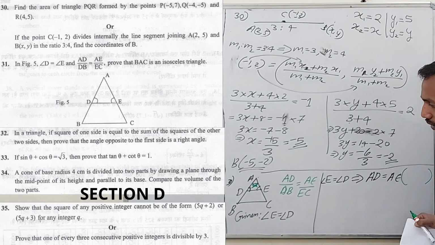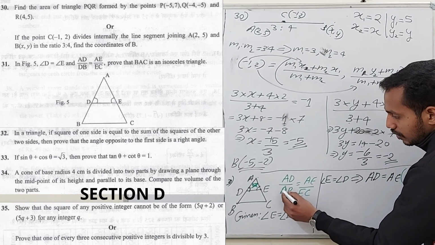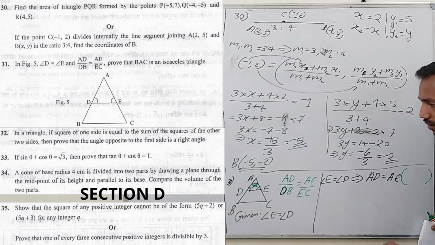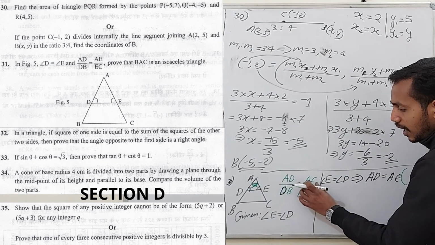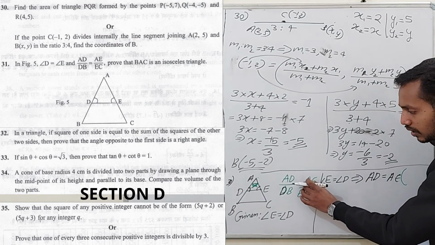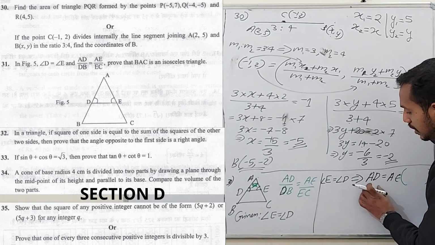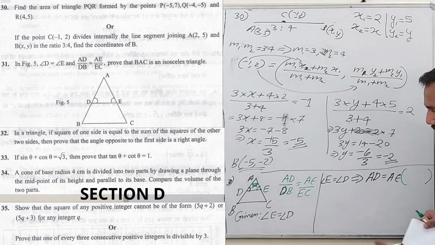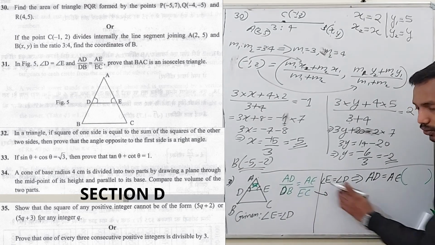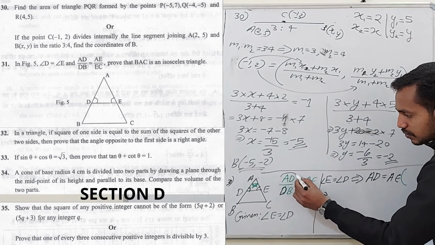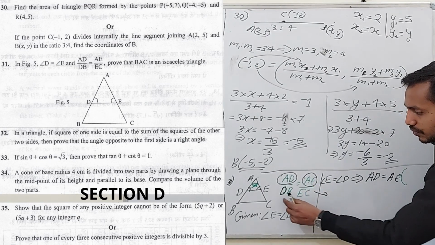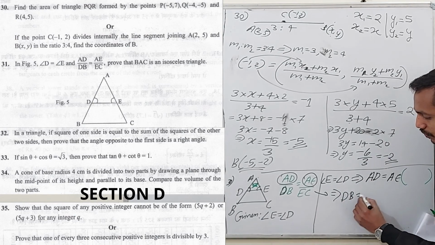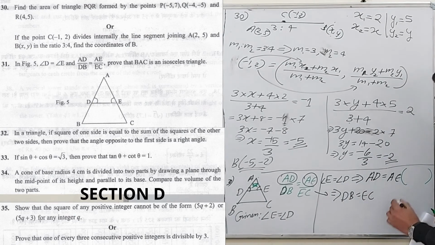Now also given that AD by DB is equal to AE by EC. Out of this, AD and AE are equal. So obviously the denominators are also equal. We have these two equal, so the numerators of both are equal, so obviously the denominator is equal. That implies DB is equal to EC. You have to write this statement separately.